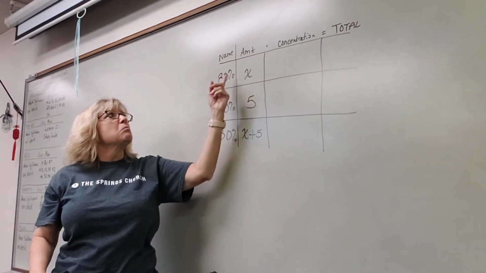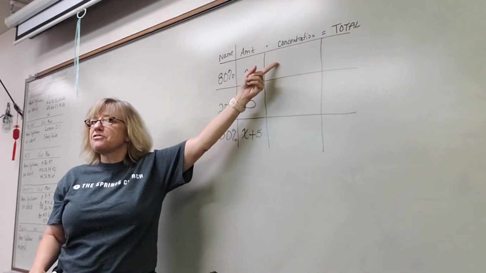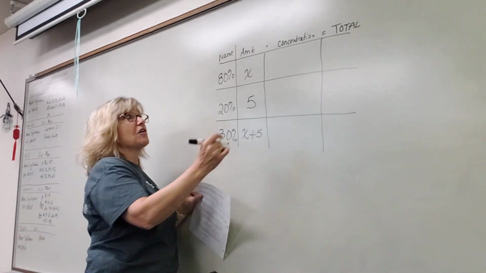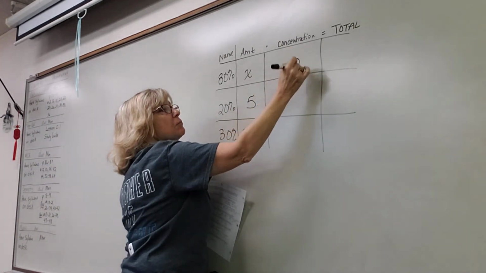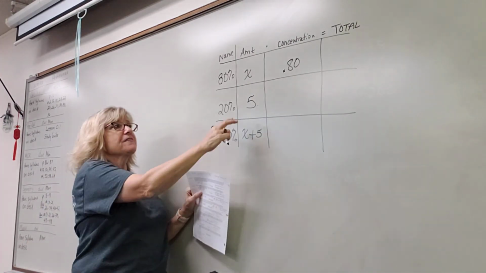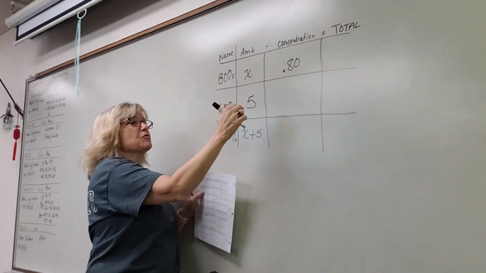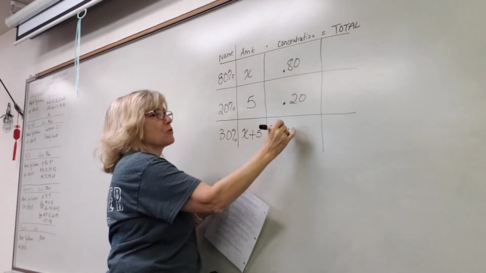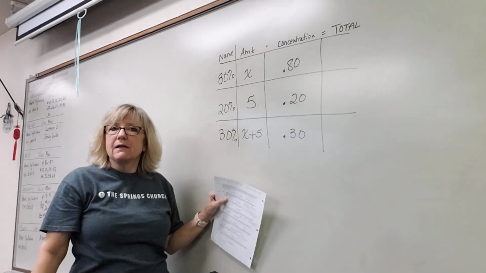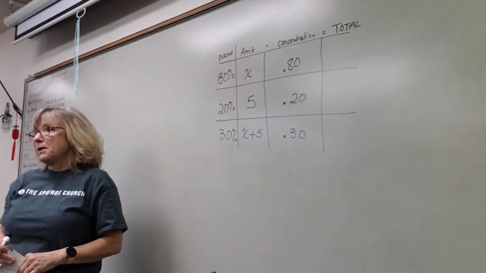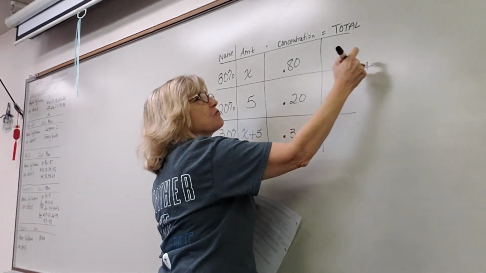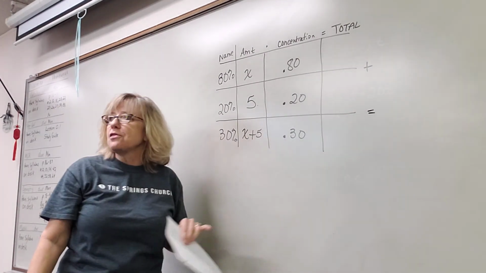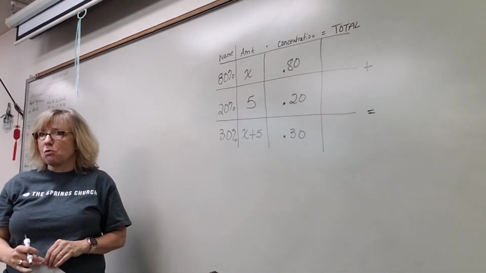This up here tells me to multiply the amount times the concentration. Well, if it's an 80% solution, what is the concentration of alcohol? It's 0.80, right? Just write it as a decimal. This now is going to be 5 times 0.20. That's his solution value. This one is going to be 0.30. The last column tells me what to do with my math. It's going to say, take this first amount, add it to the second amount, and it will equal the third amount. And that's where we'll gain our equation.